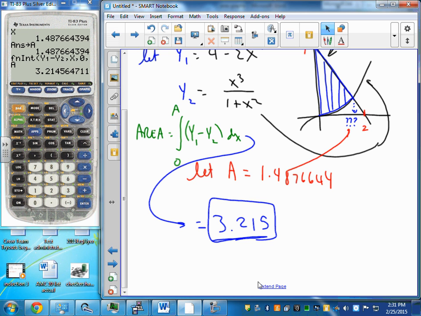Notice, by the way, that when we actually look at the problem, part B was a volume problem, part C was a volume problem. We'll do volumes on Monday and Tuesday and Wednesday of next week.